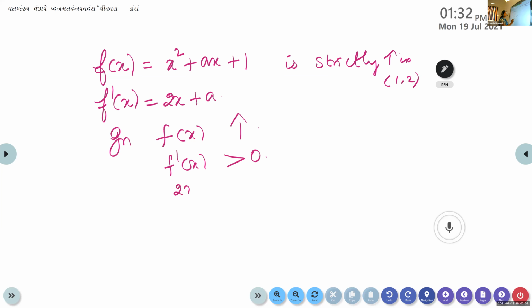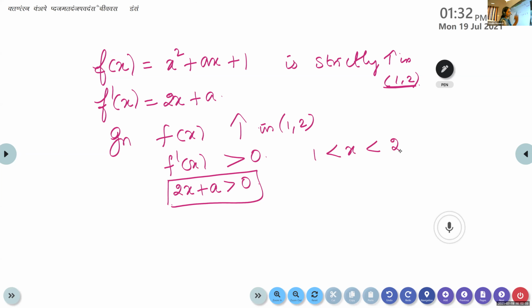That means 2x plus a is greater than 0. But we want the least value of a. What is the minimum value of a? How to find that minimum value of a? How will you find it? For that, look here. It is increasing in the interval 1 to 2, which means x takes values between 1 and 2. 1 is less than x, less than 2. Is it correct? X takes values between 1 and 2.